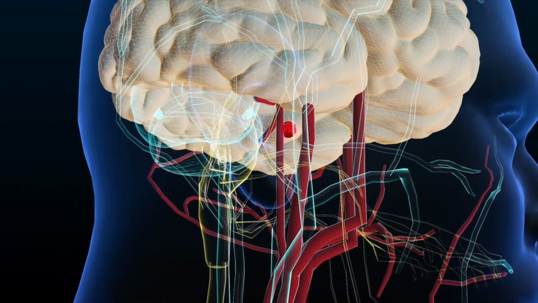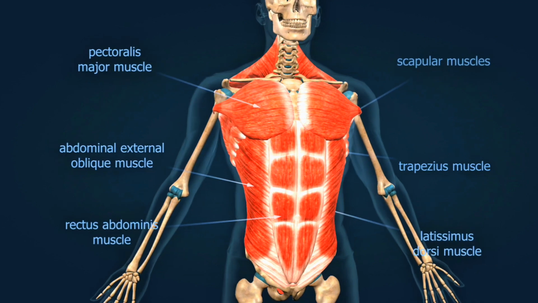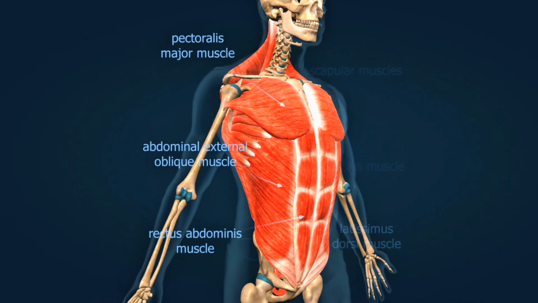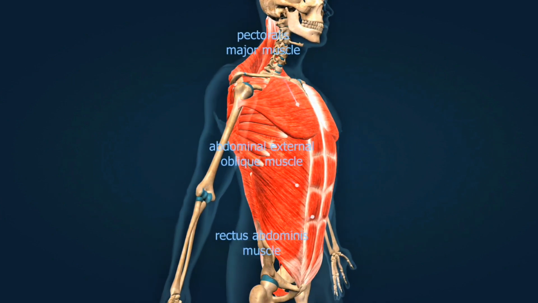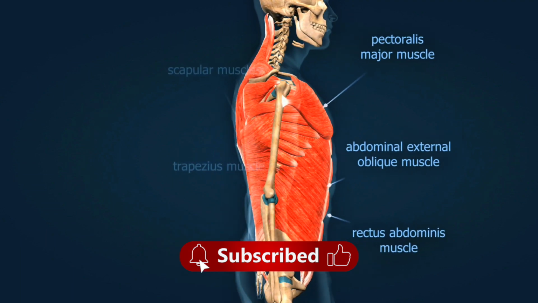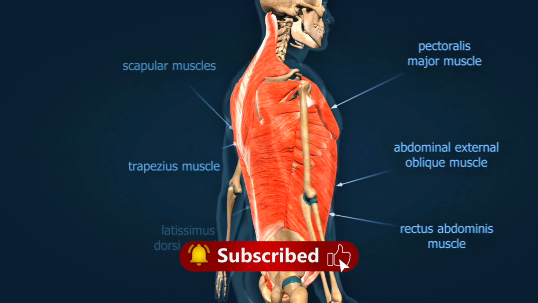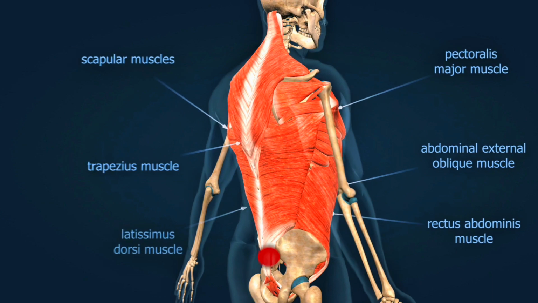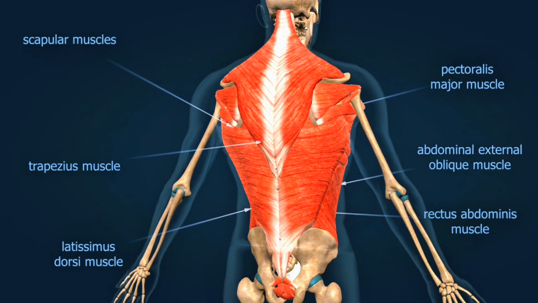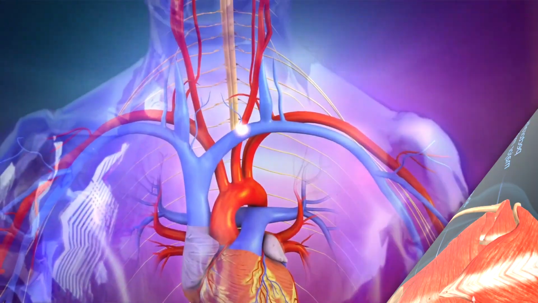Then, myosin heads attach to actin and create the famous cross-bridge cycle: pull, release, pull again. This is what produces tension, force, and movement. This entire process is called the sliding filament theory, where actin and myosin slide past each other, shortening the sarcomere and creating contraction. But there's more.